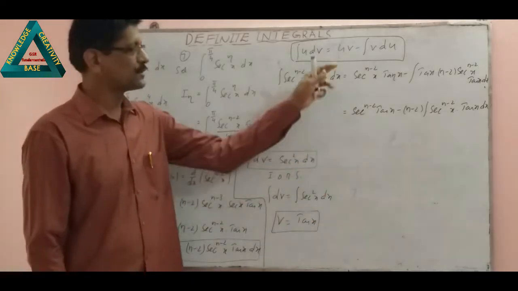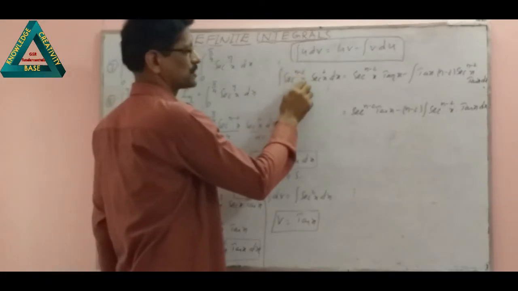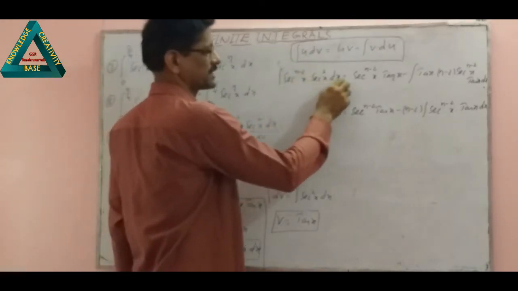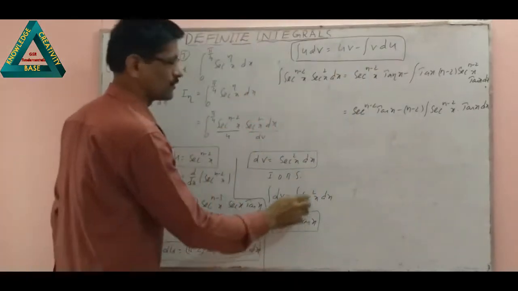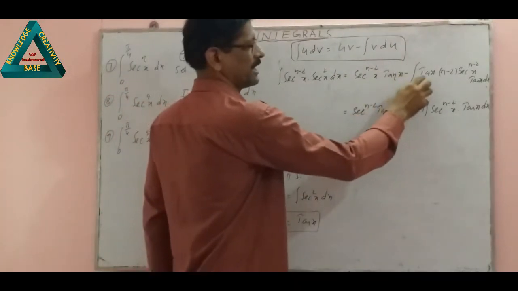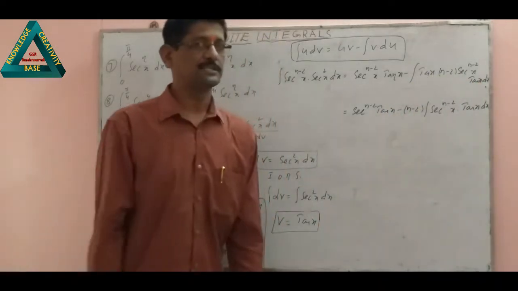Substituting these 4 values in this formula, we get integral of u, meaning secant power n minus 2x, into dv, meaning secant square x dx, is equal to u, secant power n minus 2x, into v. What is v? v is equal to tan x, minus integral of v into du. But here the limits are most important.